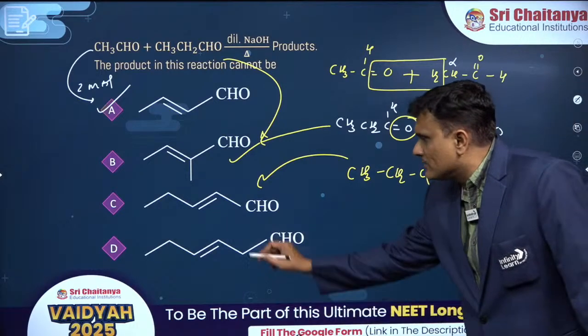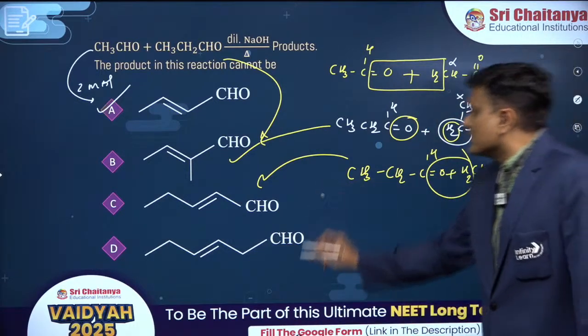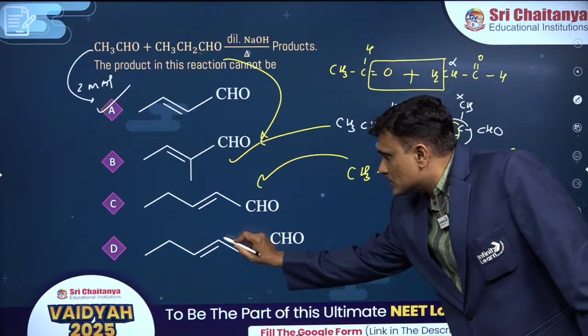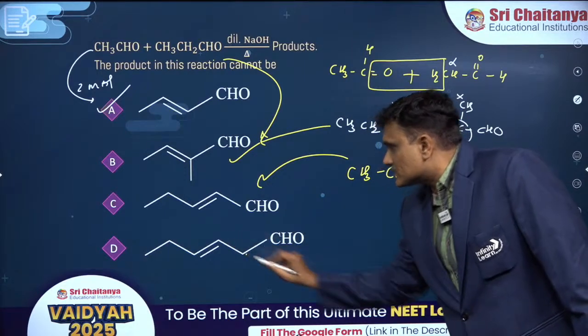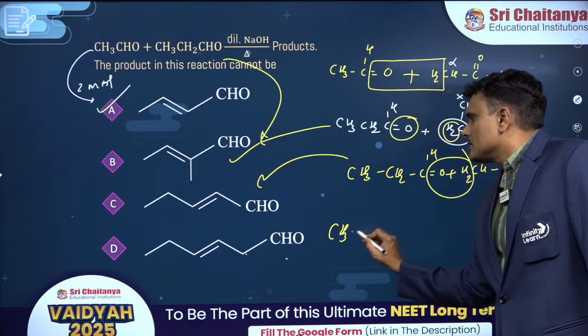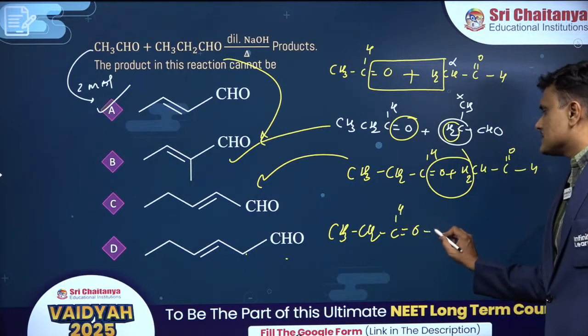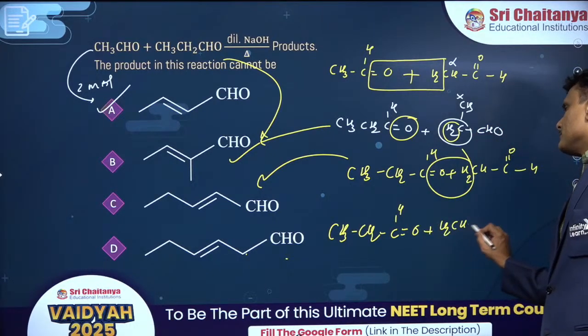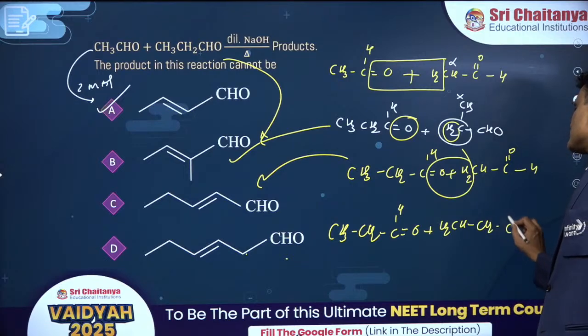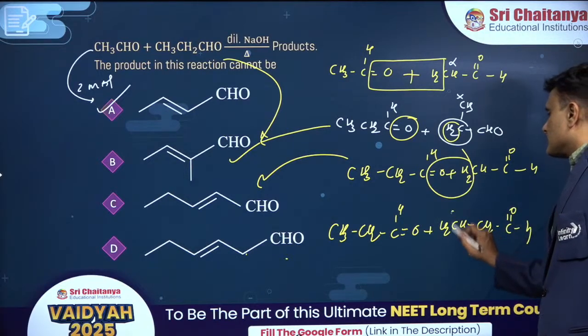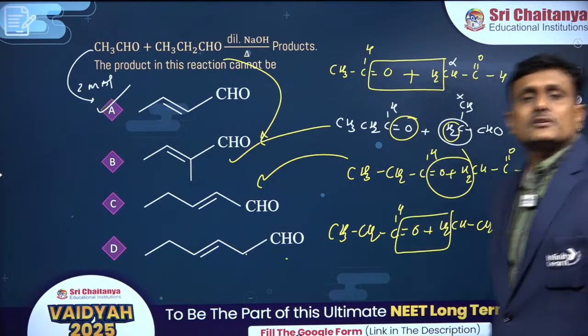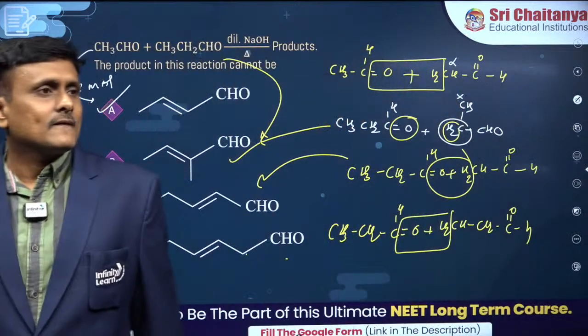This you would get only when you are involving what? Your beta. You can see CH3, CH2, CH2, CH3. That means you would get this when you are using which hydrogens? Beta hydrogen. You just check, please. But beta hydrogens are not used in aldol condensation.